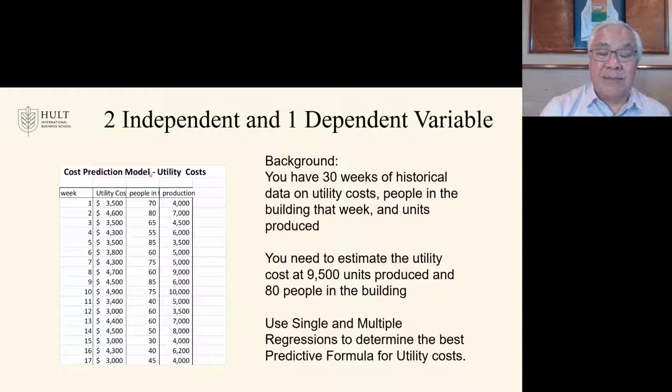So we wanted to estimate. The purpose here is we want to estimate what would it be for utility costs if we have 9,500 units being produced and 80 people in the building next week. How much would we expect our utility costs to be? And here what we're going to do is just experiment. We're going to start with, let's just try a linear with the people, and then a linear with the production. Then let's do a multiple regression with both. And we look and see which one is better at explaining the variation in this data.